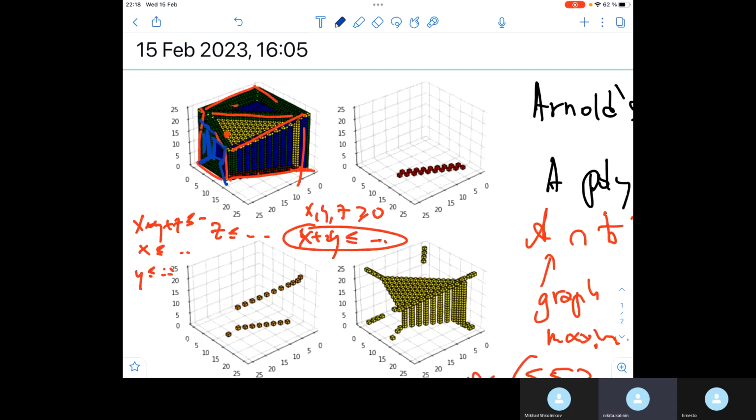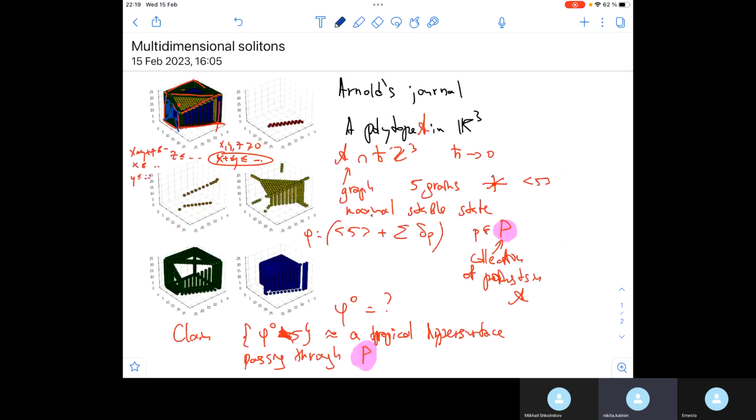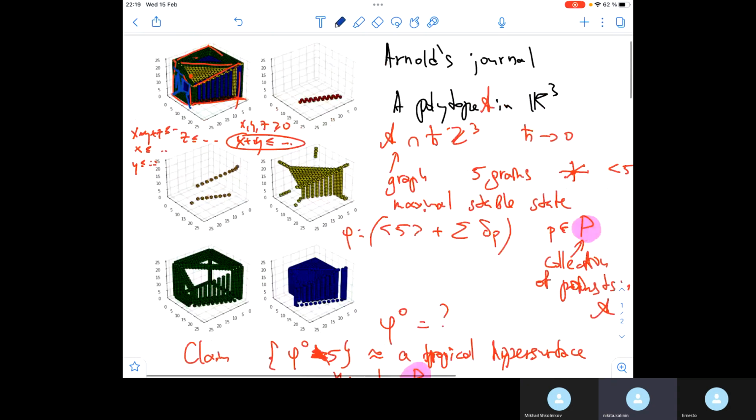Then on the picture, different colors are presented in different parts. So here 5 is white, then I think green is 4, yellow is 3, blue is 2, orange is 1, and red is 0. And so you see that we clearly see something which looks like a tropical hypersurface, which is composed of different parts.